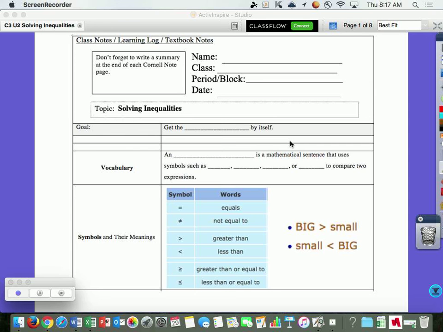Learn about solving inequalities today. The first thing you need to do is put your name, the period, and the date on your paper.